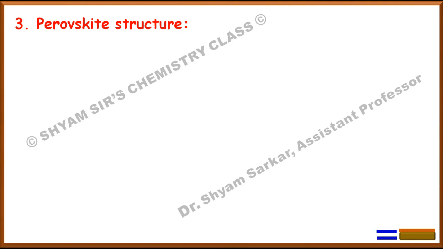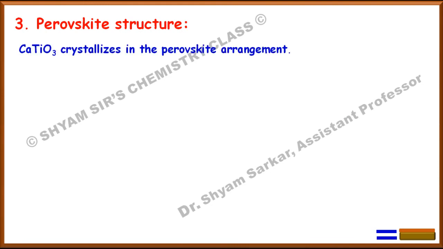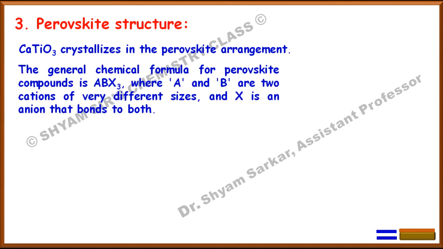Next one is perovskite structure. Perovskite structure is described by the characteristic compound calcium titanate, CaTiO3, which crystallizes in the perovskite arrangement. The general chemical formula of a perovskite compound is ABX3, where A and B are two cations of very different sizes, and X is the anion that bonds to both, that means both A and B. The A atom is larger than the B atom.